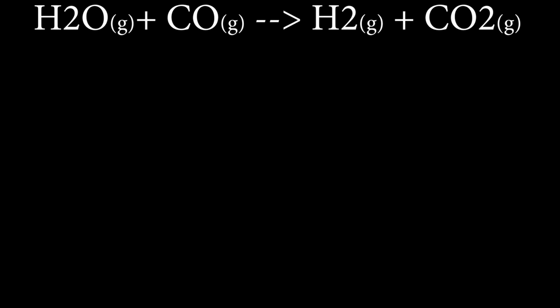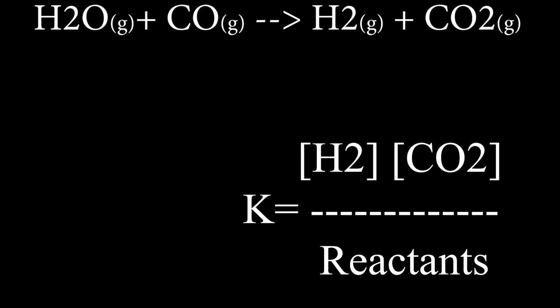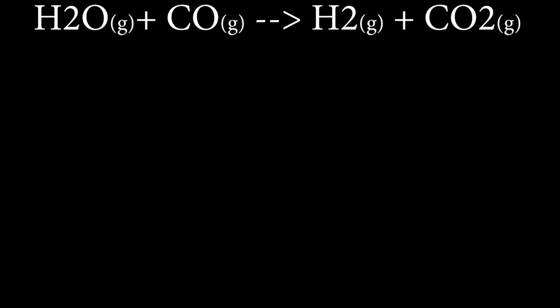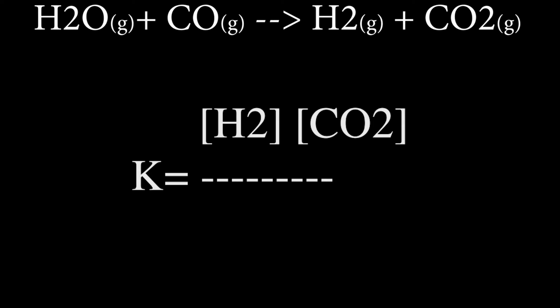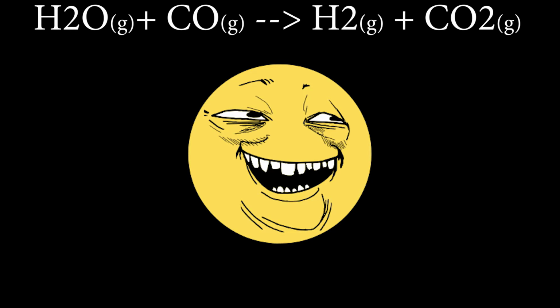So what we do is look at the products. Since there are two elements, we're going to put the two next to each other, so we can multiply them. So we should write it like this. K is equal to H2 times CO2 over. Now since these two are the reactants and gases, they'll go underneath the products. So now you should have K equals H2 times CO2 over H2O times CO. Awesome. Now you're getting it. At least I hope.